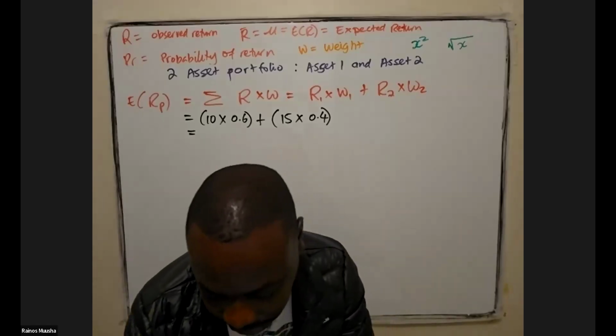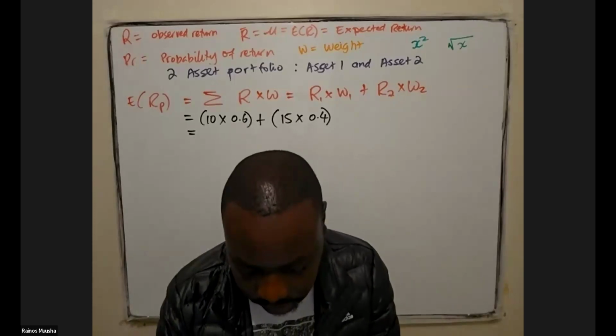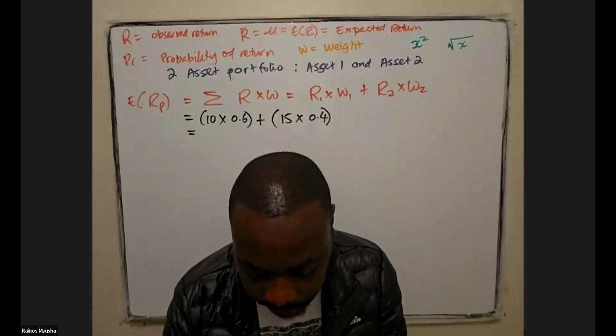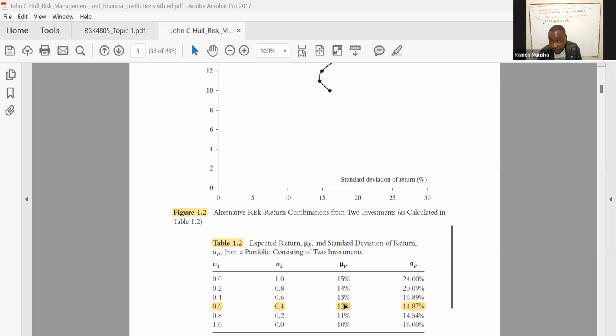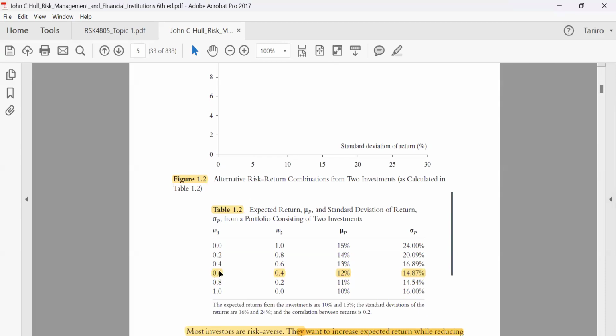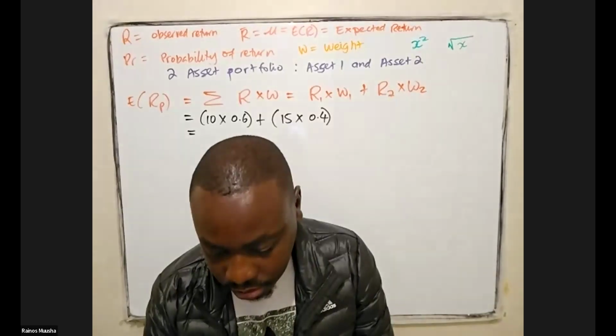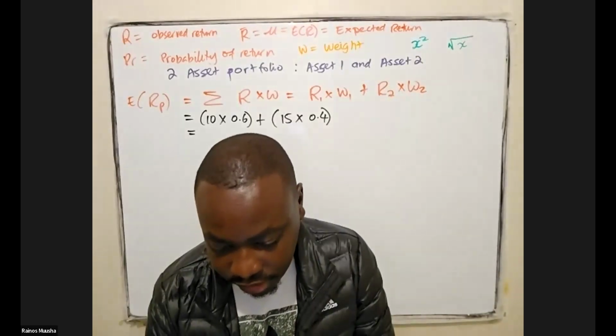Yes. So if you check on the information that they're giving us there, on the memos, you should be able to get a figure of 12%, because for a weighting of 60% in asset 1 and 40% in asset 2, your expected return is equal to 12%. Okay. Are we together? Yes. Now we need to find the standard deviation as well. But before we look at the standard deviation, are there any questions? Is anyone lost before we move on to the calculation of the standard deviation?